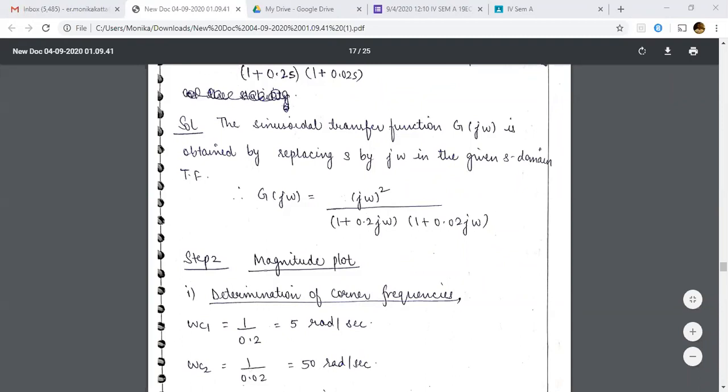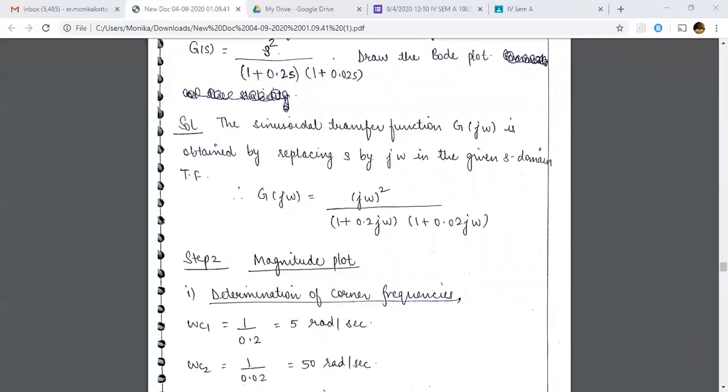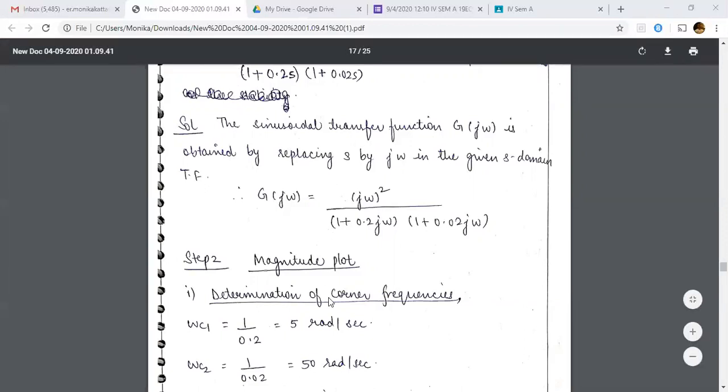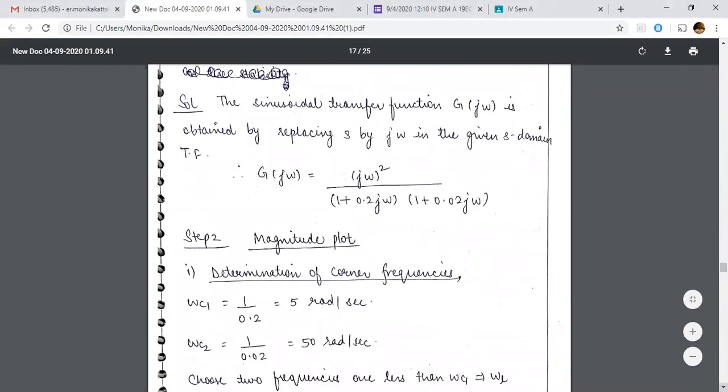So the very first step is, if you have first order poles or zeros in your transfer function, then you will find corner frequencies. Clear? The number of corner frequencies will be equal to the number of first order poles or zeros in the transfer function. Since there are two first order poles, you have got two corner frequencies. Now, the formula is 1 upon T, very much clear. And you know that you have to bring your transfer function in the form of 1 plus ST if it is not given in the standard form.